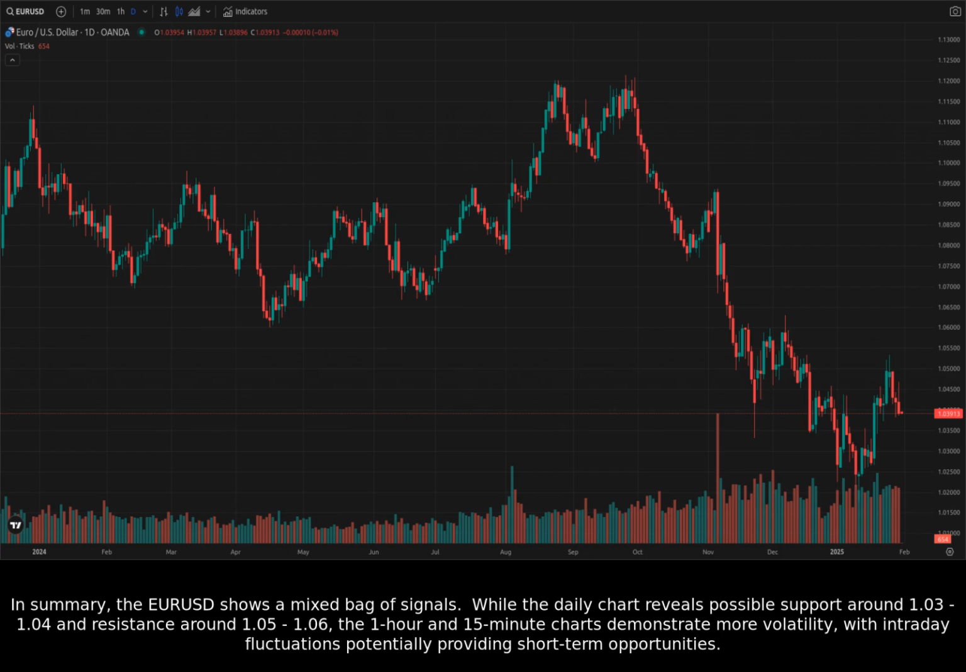In summary, the EURUSD shows a mixed bag of signals. While the daily chart reveals possible support around 1.03 to 1.04 and resistance around 1.05 to 1.06, the 1-hour and 15-minute charts demonstrate more volatility, with intraday fluctuations potentially providing short-term opportunities.